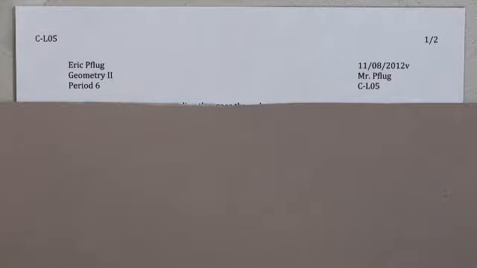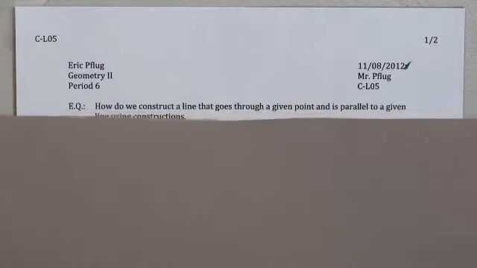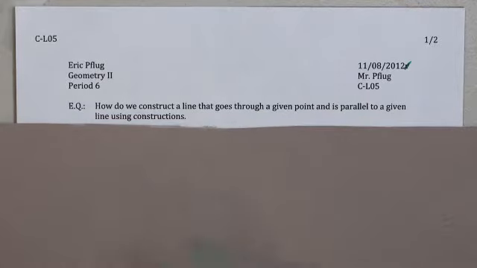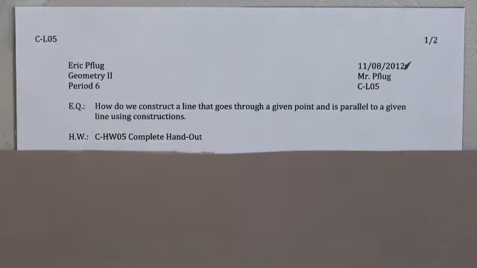Okay, so this is C-L05. There are 2 pages. Start with your heading. That's a mistake, so ignore that. Then we have our essential question. Of course, you skip a line, then you have your essential question: How do we construct a line that goes through a given point and is parallel to a given line using constructions? Skip a line, write down the homework.